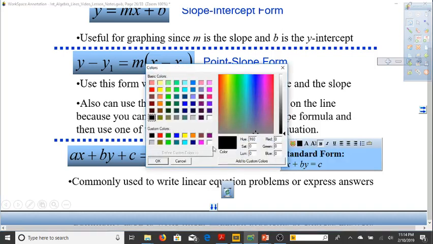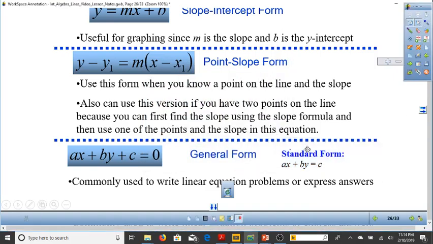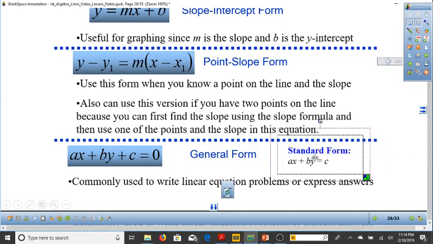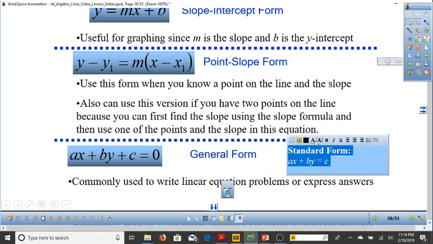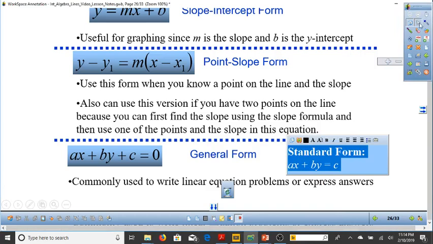There's very little difference between the two, so you don't really have to worry about confusing them. They're close enough that it's not a big issue. I'm going to make this a little bit bigger just so that we can see this a little better. It's not a problem here.